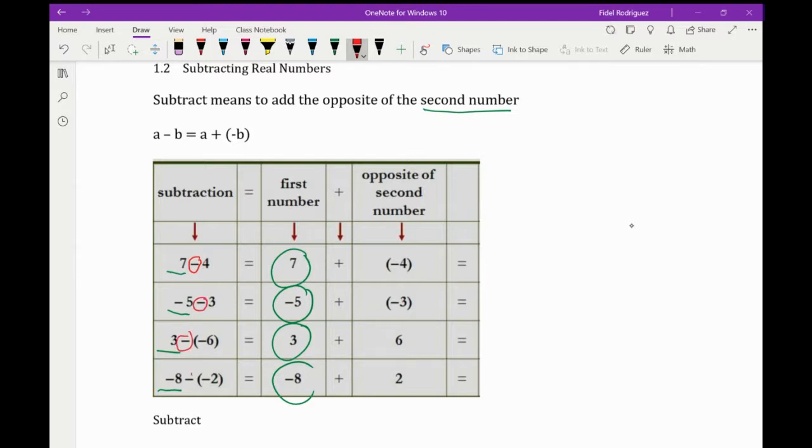We change those all to additions, okay? And then the second number, which is the number that I'm underlining, we're going to change its sign. We're going to do the opposite. So if you notice here, I underlined the number 4. Here I have a negative 4. Here I underlined 3. Here I have a negative 3. Here I underlined negative 6. I got a positive 6. Here I underlined negative 2, and I got a positive 2.